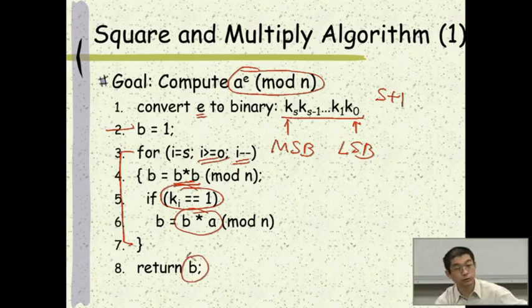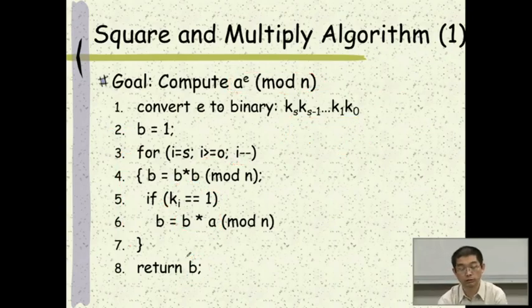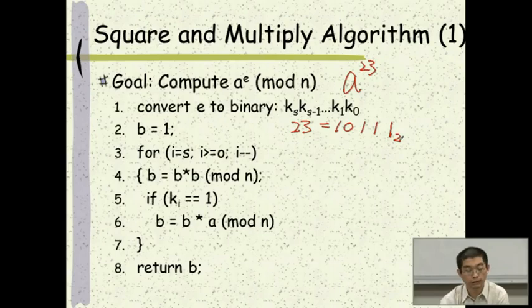So I'm going to demonstrate the correctness of this algorithm by showing a very small example here. Let's say a to the power 23, as we mentioned from the previous slides. So the first thing I do is I convert 23 to binary, which is 16 plus 4 plus 2 plus 1. So following this pseudocode here, I start b equal to 1, and I'm going to start i from the most significant bit, which is this bit 1 here.